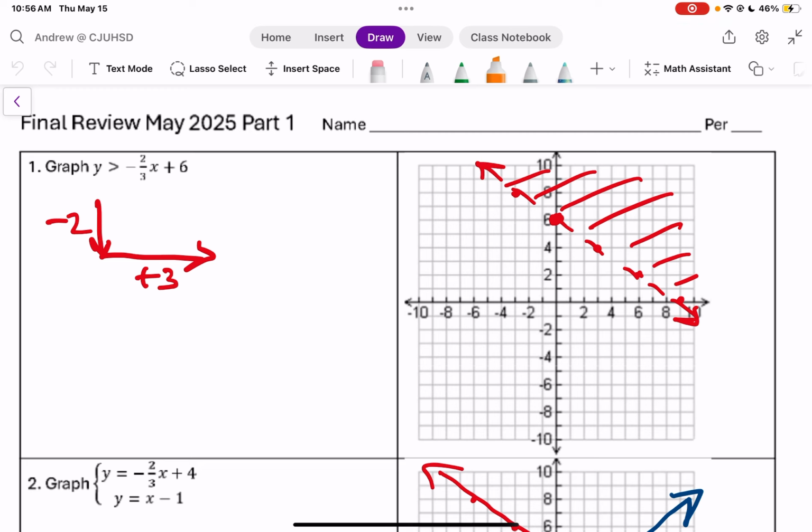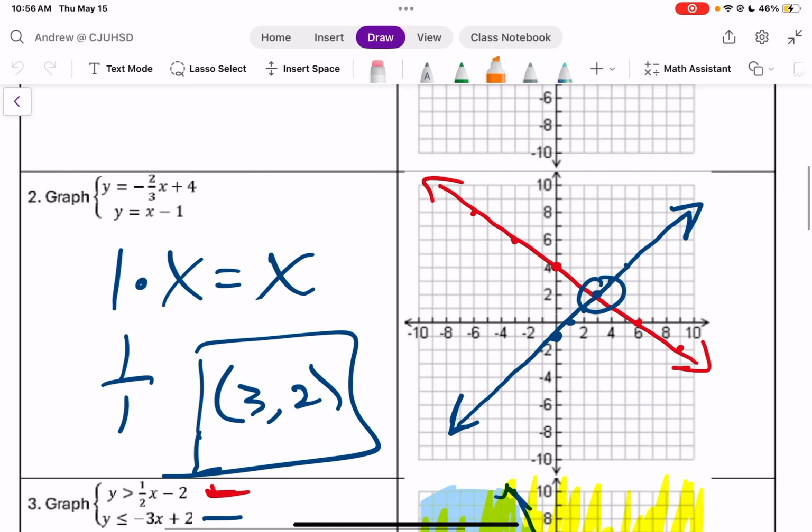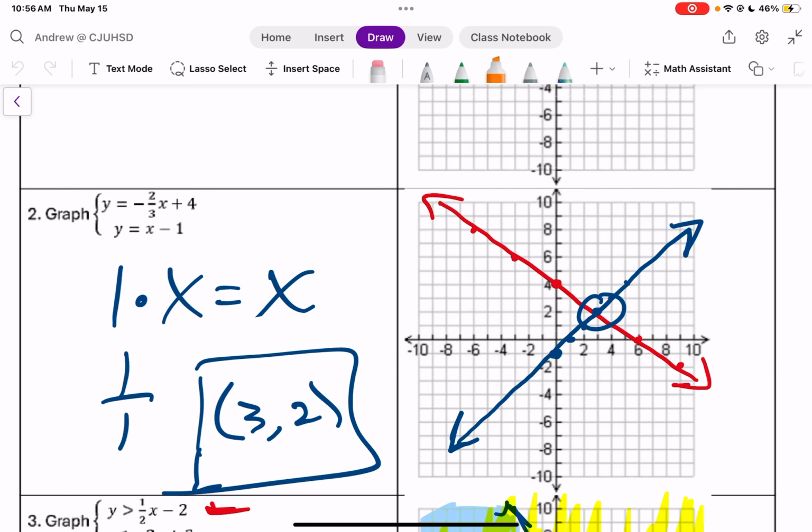And when you have y on the left side, it's going to be shaded above for greater than and below for less than. On number 2, you're going to have to graph both lines, and the solution is the place where the two lines cross each other.